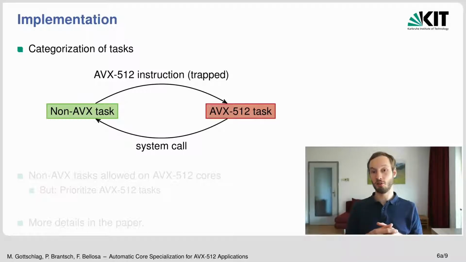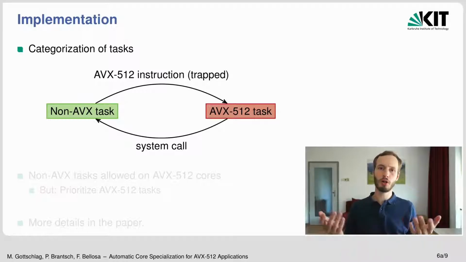Now, as I said, non-AVX cores must never execute any AVX 512 instruction. So what we do is we configure these cores in a way that they assume that the operating system does not support AVX 512 at all, because that means that any AVX 512 instruction triggers an exception. Now, in the resulting exception handler, we just take the current task and mark it as an AVX 512 task instead, and then migrate it to an AVX 512 core if necessary.